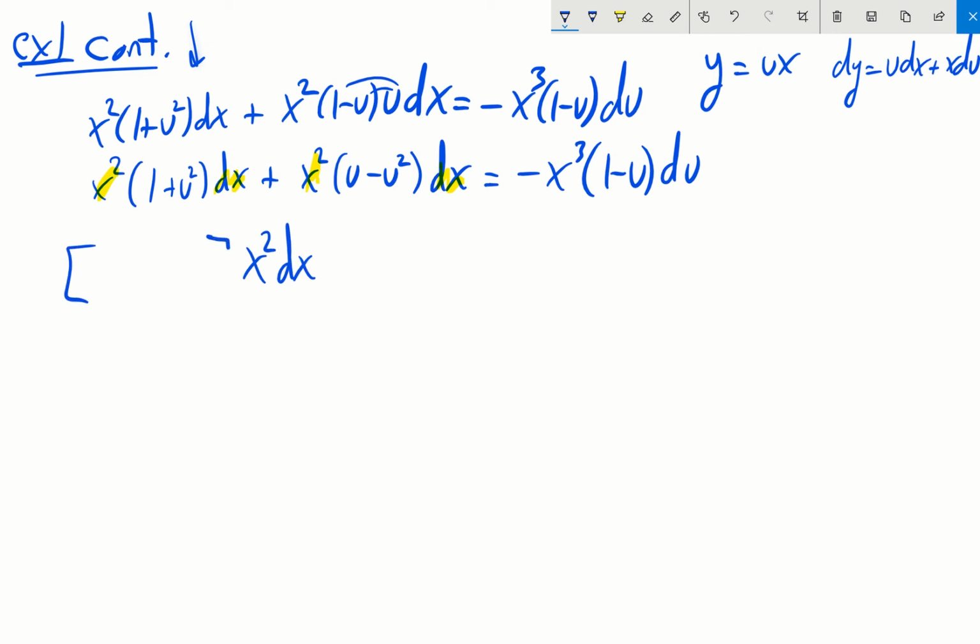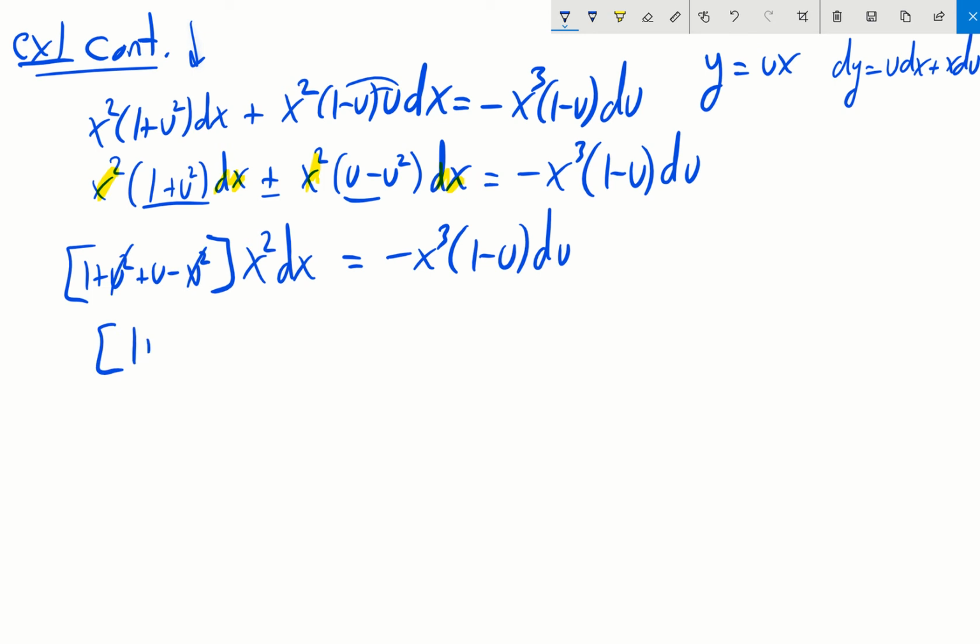When I factor out that x squared dx, we're left with a 1 plus u squared plus u minus u squared equals negative x cubed 1 minus u du. These u squareds cancel, so we're left with 1 plus u times x squared dx is equal to negative x cubed 1 minus u du. And now let's go ahead and separate our variables entirely.